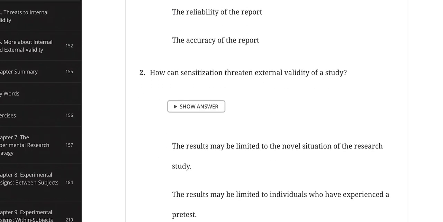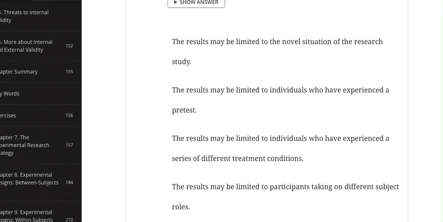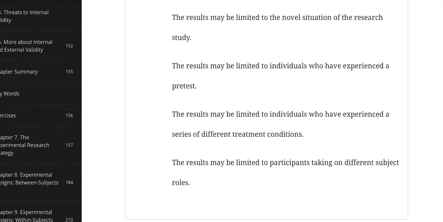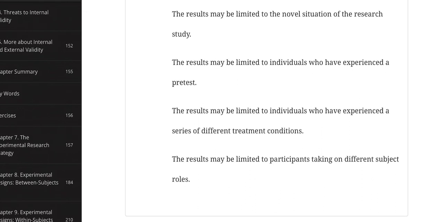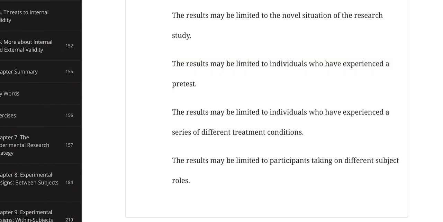So that's external validity. And then the other question is, how can sensitization threaten external validity? And remember, sensitization is the idea of being sensitive to assessments. So once they have done an assessment, they're more sensitive to these things, what they're thinking, how they're feeling, and so that may change the results. And so this would be the idea of the pretest. So the results may be limited to individuals who experience the pretest. The people that didn't experience the pretest may not get the same results because they weren't being aware of their behaviors or thoughts or whatever it may be. So that is the threats to external validity, and we will do another video for the threats to internal validity next.